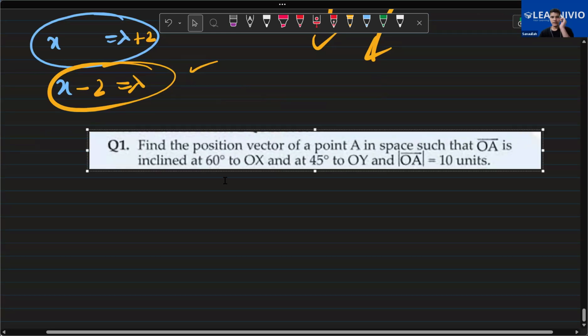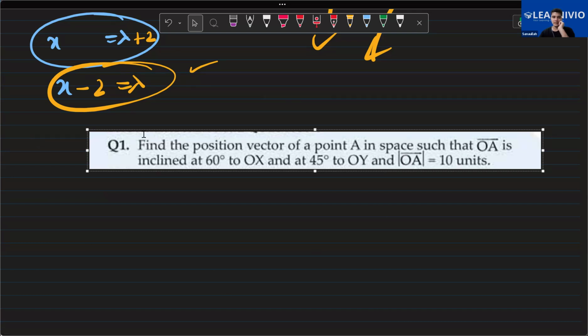Do this question. Find the position vector of a point A in space such that the OA vector is inclined at 60 degrees to OX and at 45 degrees to OY, and the magnitude of the OA vector is 10 units. You have to find the position vector of the point A.